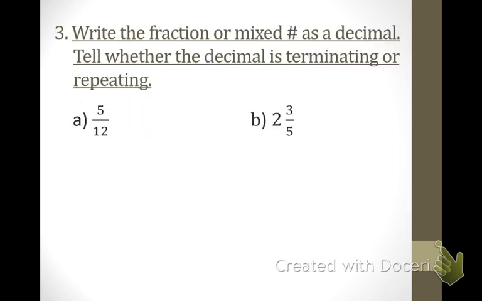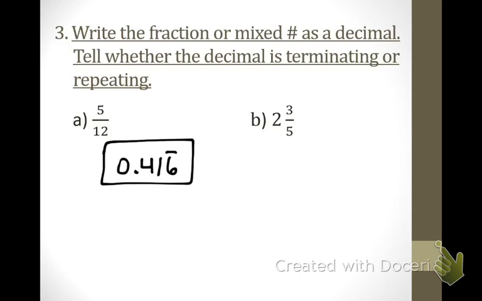Write the fraction or the mixed number as a decimal and tell whether the decimal is terminating or repeating. So for this one, you can go ahead and use your calculator. 5/12. What does 5/12 mean? Divide what? 5 divided by 12. What is 5 divided by 12? Okay. 0.416 repeating.